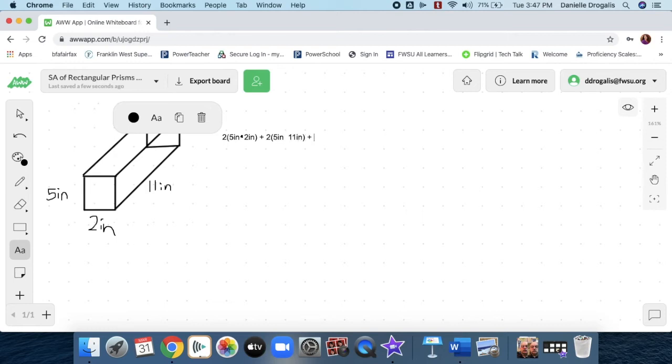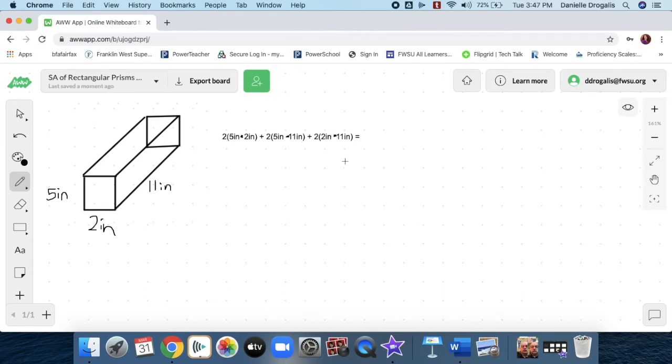And we're going to add to that the top and bottom face, which again has a length of 11 inches, but this width edge of 2 inches. And there's 2 faces like that, so 2 inches by 11 inches. So see how we have 3 unique areas.